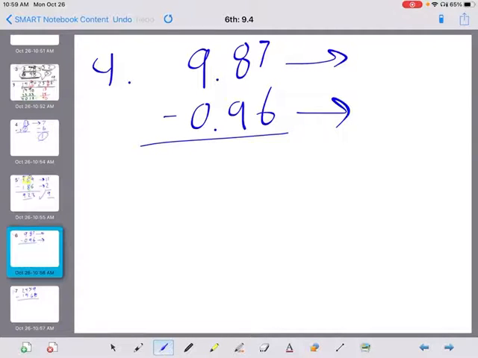All right, so 7 minus 6 is 1. 8 minus 9, so this is still 18.